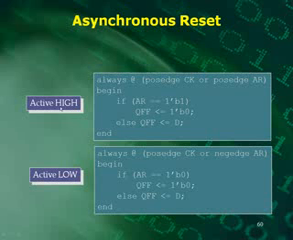Here we have an active high asynchronous reset or an active low, and the way we do that is you use posedge AR or negedge AR with your logic here. So you can use active high or active low that way.